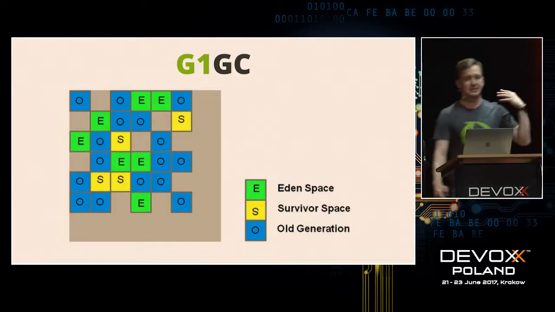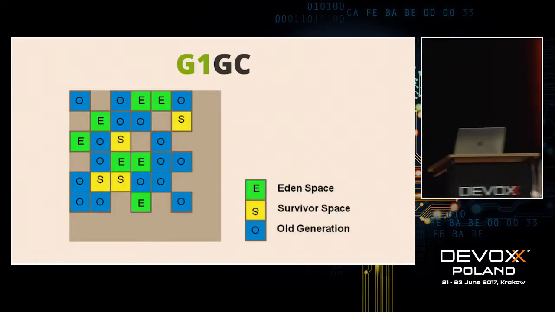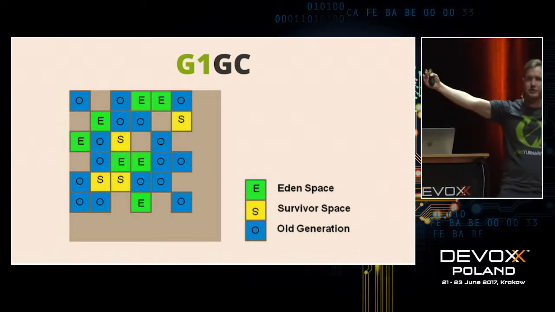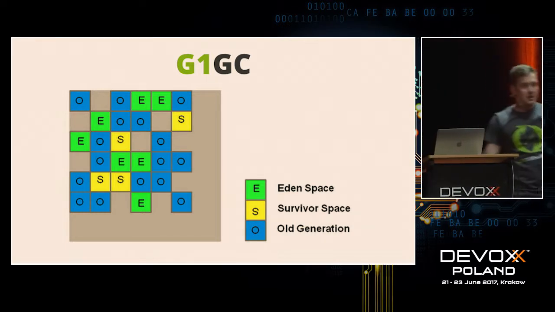The answer to that is the G1 GC. It's a regionalized garbage collection. Instead of having like 3 regions, it has a ton of them, but they're small.